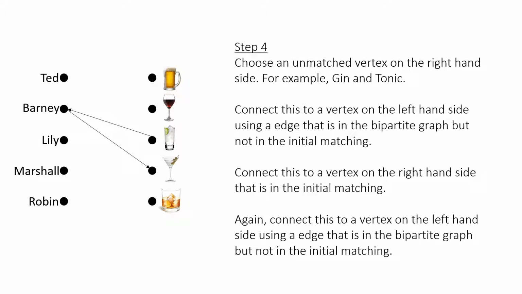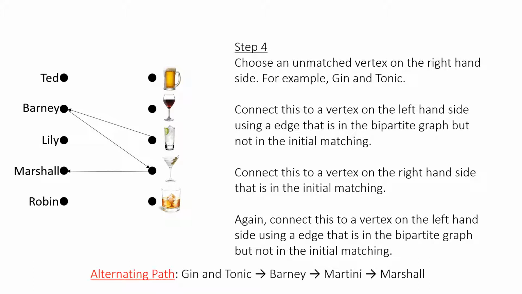Now again, we need to connect to a vertex on the left hand side using an edge that is in the bipartite graph but not the initial matching, so the only option here is to be matched to Marshall. So notice that we've arrived at an unmatched vertex on the left hand side, and so we can form an alternating path. This tells us to improve the initial matching, Barney should be matched to gin and tonic and Marshall to martini, and gives us the alternating path as shown.